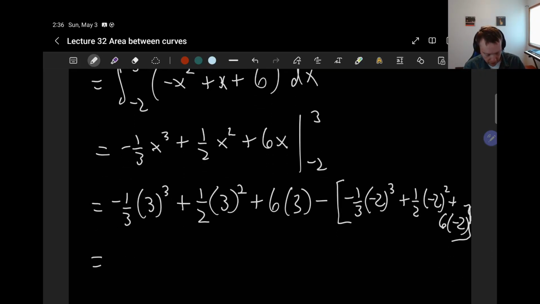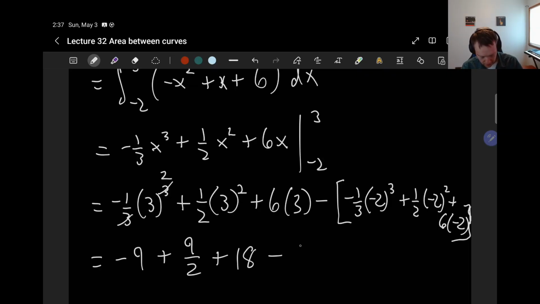Well, here we get a little canceling. This 3 with one of these. And that's times negative 1, so we'll get negative 9. Here we'll get 9 over 2. That's plus 6 times 3, 18. And, all right, let's still just deal with this parenthetical part internally.